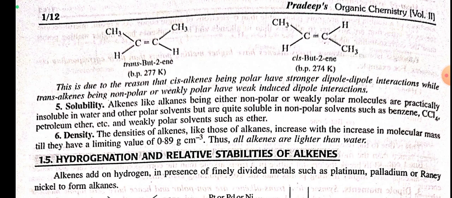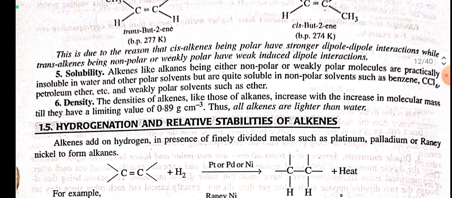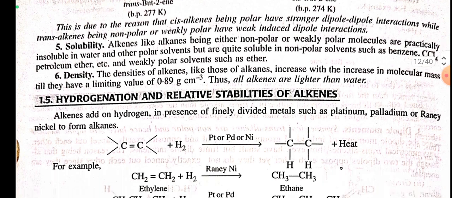This is due to the reason that the cis alkenes, being polar, have a strong dipole-dipole interaction, while trans alkenes, being non-polar or weakly polar, have weak induced dipole interaction. Solubility. Alkenes, like alkanes, being either non-polar or weakly polar molecules, are practically insoluble in water and other polar solvents, but quite soluble in non-polar solvents such as benzene, CCl4, petroleum ether.